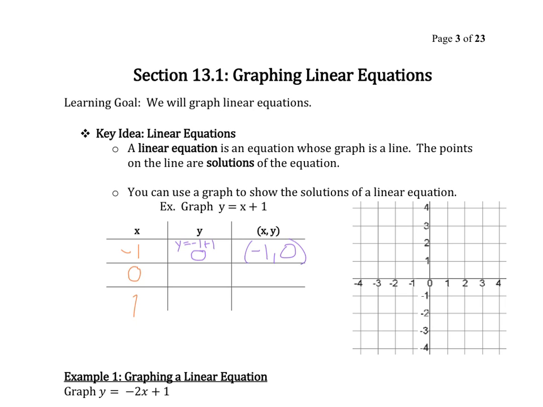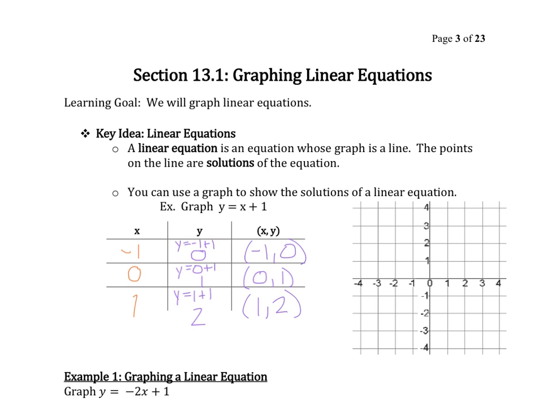So for the next one, if x equals 0, then I end up with the equation that y equals 0 plus 1. Once I simplify, I get that y equals 1. So our second point of the equation is (0, 1). Finally, when x is equal to 1, we end up with the equation that y equals 1 plus 1, which of course is 2. So our final point is going to be (1, 2).